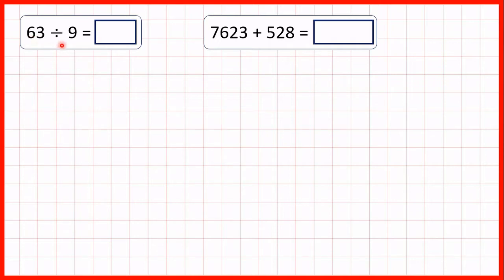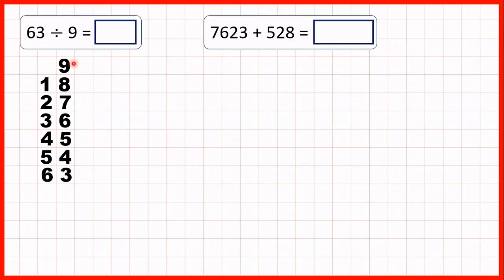Now 63 divided by 9. If we don't know it, we can count up in nines. So 9, 18, 27, 36, 45, 54, 63. And if you count, we've written 1, 2, 3, 4, 5, 6, 7 numbers. So our answer is 7. And you've probably spotted the pattern. When we write the 9 times table out, we can see the 1s going down in 1 and the 10s going up in 1.